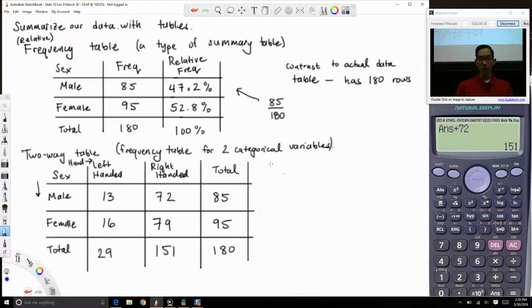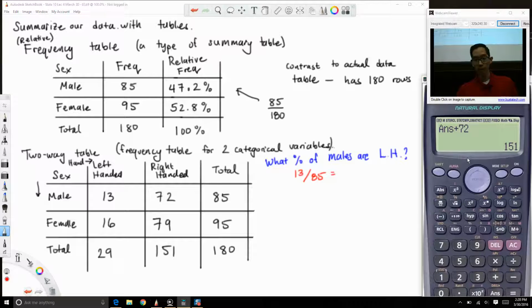And so based on this, we can then ask questions, okay? We can say, what percent of males are left-handed? And I'm just gonna abbreviate it LH. Okay, so what percentage of males are left-handed? Okay, and so what would the fraction be that I need to do to calculate this? 13 divided by 85, right? Okay, so we do 13 over 85. We get 15.3%.